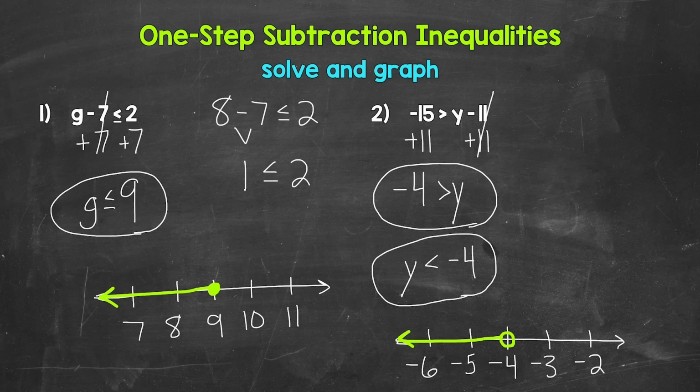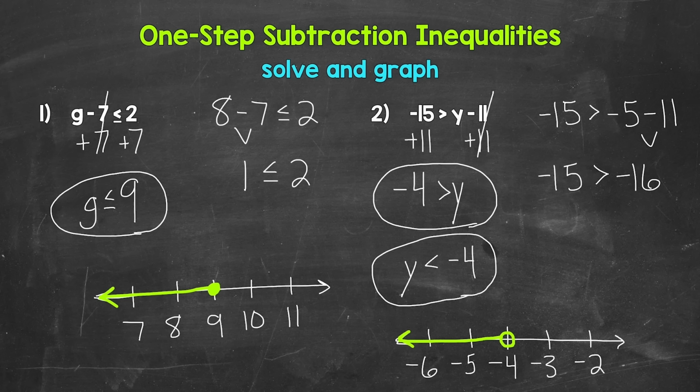Let's use negative 5. So we have negative 15 is greater than, and then plug in negative 5 for y, so negative 5 minus 11. Negative 5 minus 11 gives us negative 16. So negative 15 is greater than negative 16, so that works. We are correct. Y is less than negative 4. That's our answer. So any value less than negative 4 is a solution. It will work as far as this inequality goes.